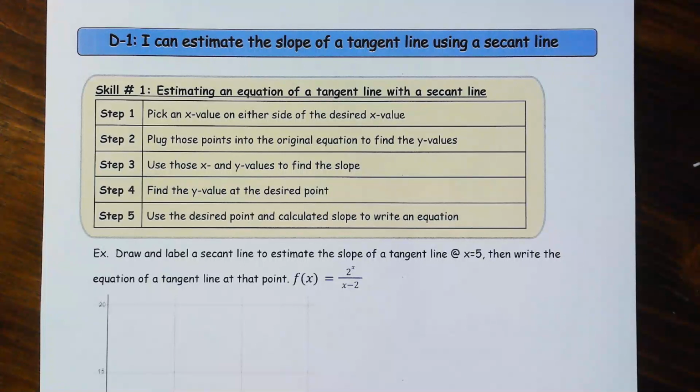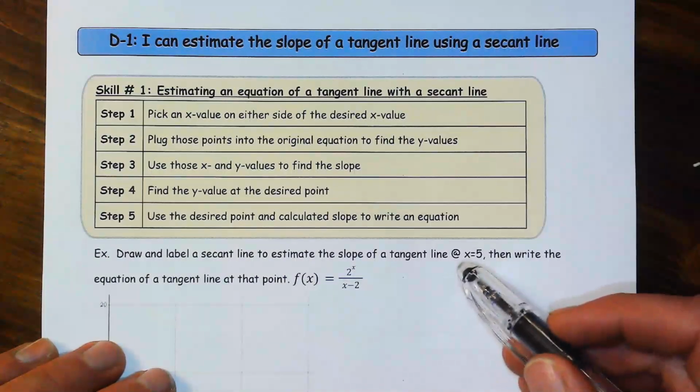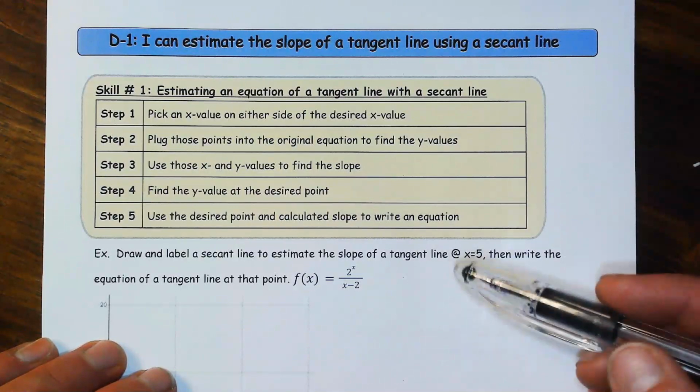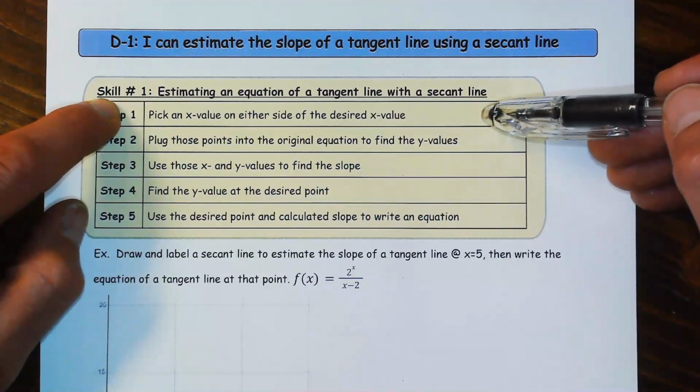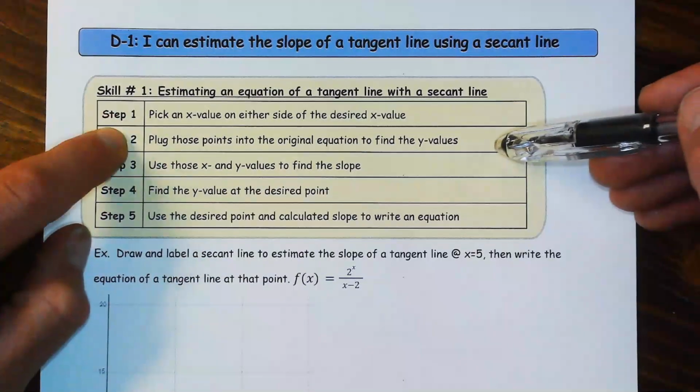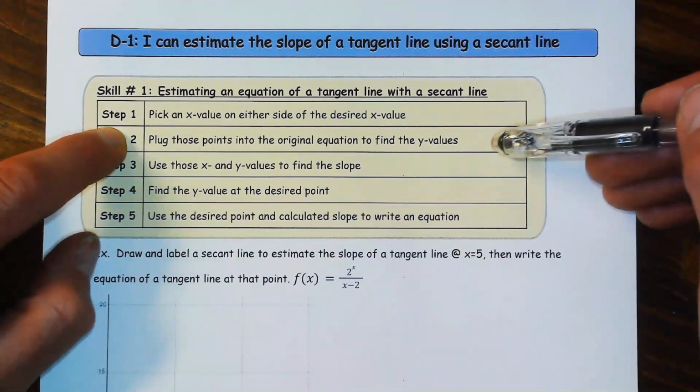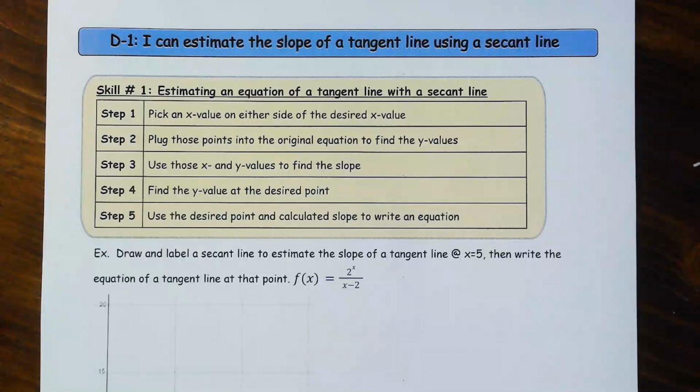So I can estimate the slope of a tangent line using a secant line. So I'm going to ask you about a specific x value. If you see down to my example here, I say x equals 5. The first step is you're going to pick an x value on either side of that desired value. You're going to plug those points into the original equation to find y values. You're going to use the x and y values to find slope.